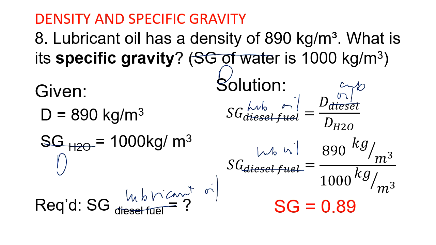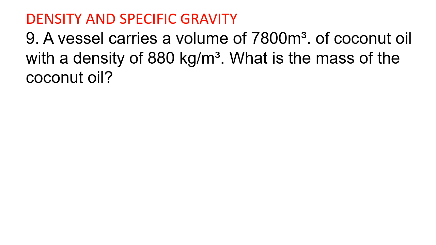Next problem. A vessel carries a volume of 7,800 meters cube of coconut oil with a density of 880 kilograms per cubic meter. What is the mass of the coconut oil? Again, if you want to practice on this problem, kindly pause the video.